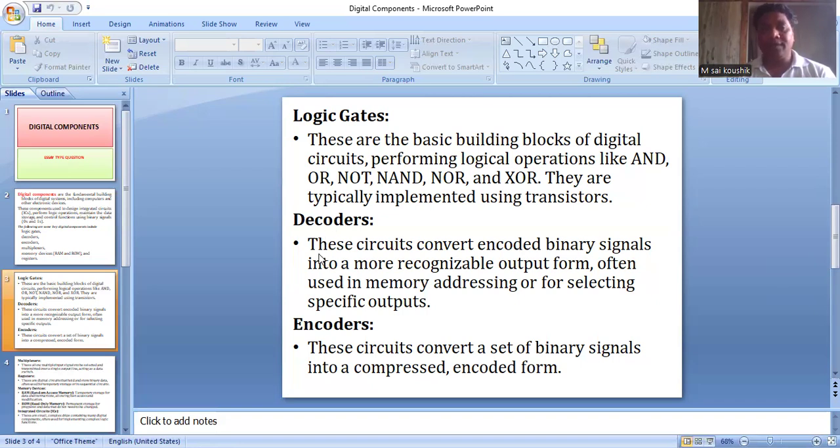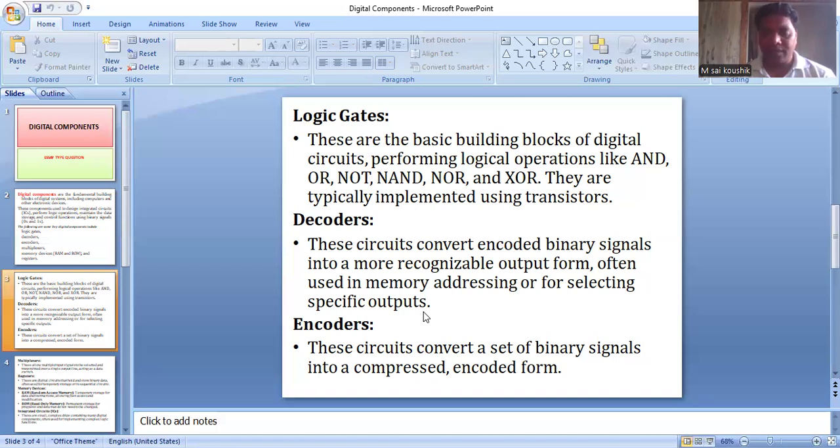A decoder is nothing but a circuit that converts encoded binary signals into a more recognizable output form. So what I am giving is only what gets represented. Often used in memory addressing or for selecting specific outputs. So when I'm typing, only what I type is displayed. That is called a plain to binary system taken care of by the integrated circuit.